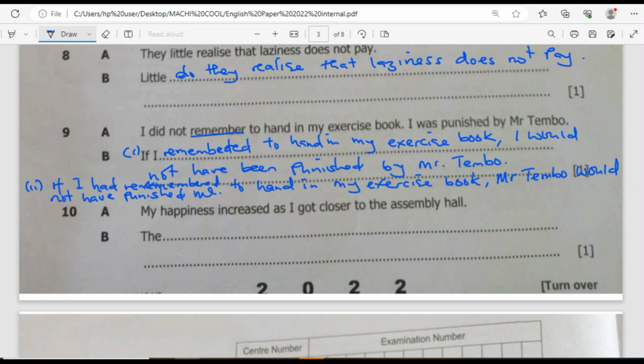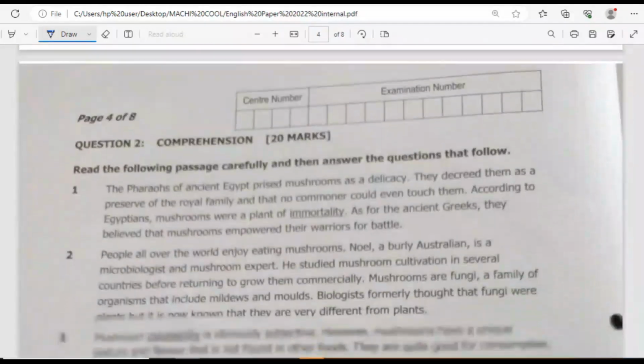So we can say, the closer I got to the assembly hall, the happier, not the happy or the happiness, but the happier I became. Okay, so we can move.